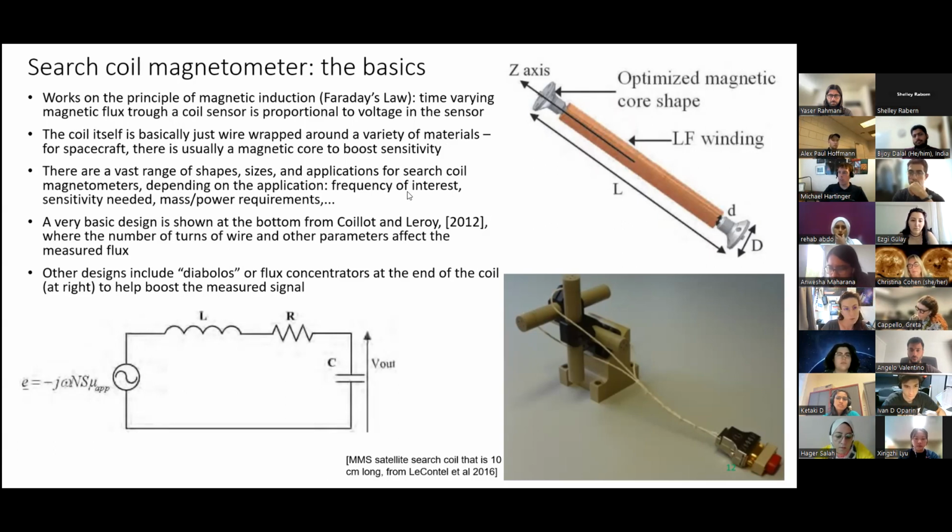And it's really hard to describe how vast the range of customization there is for search coil magnetometers. You can tune things, and there are labs that actually have a whole setup just to do this, to tune the number of turns of wire, the core material, how long this thing is. They also put on these neat little things at the end called diabolos, or flux concentrators, that basically boost the amount of signal you can get, or magnetic flux inside the sensor.